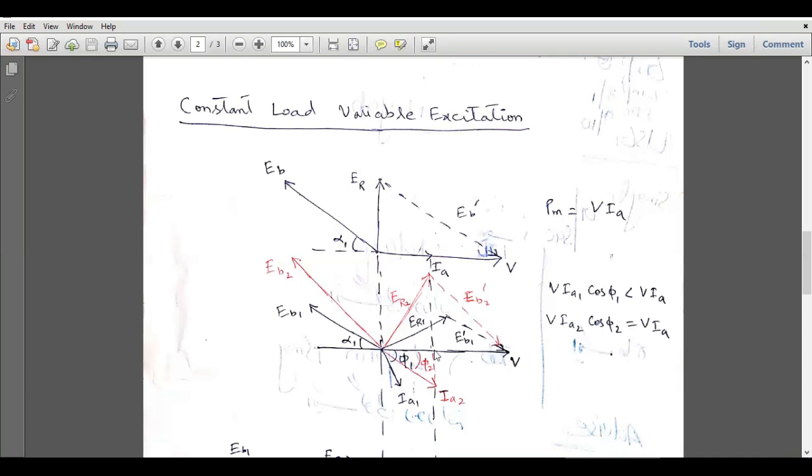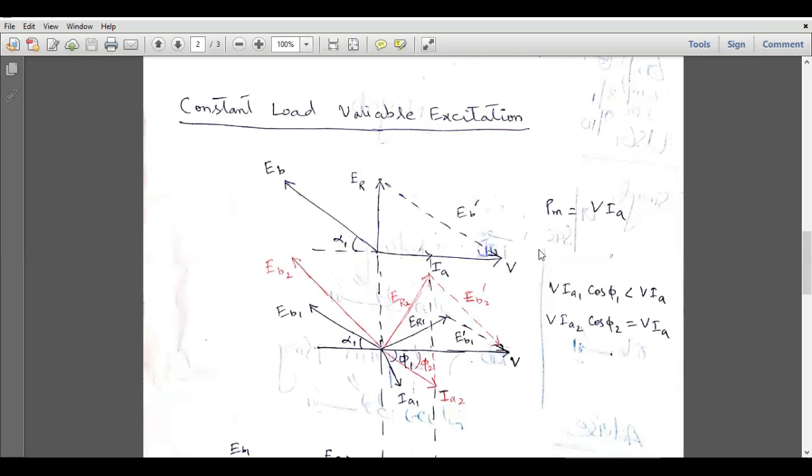So in this case, V times IA2 cos phi 2 is exactly equal to V times IA, which we can observe from these two figures. So this will be the new direction of all the vectors as a result of the reduced excitation. So normally we have the perception that whenever we vary the excitation, the load angle remains same, but the back EMF magnitude varies.